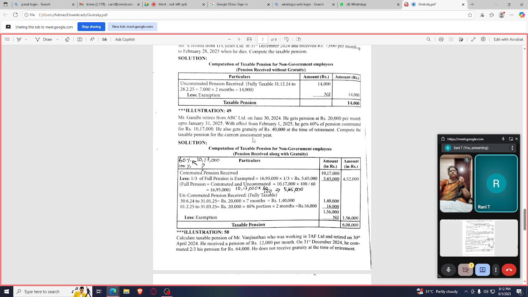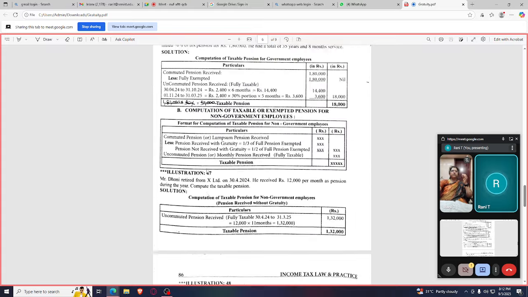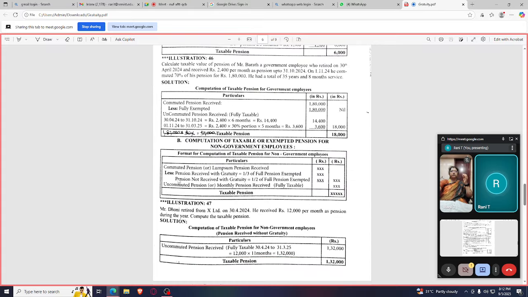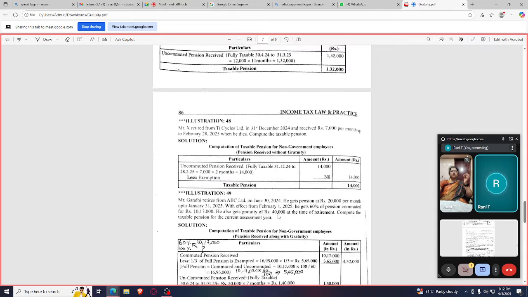So he has received 60 percent as commuted pension, 10,17,000. So you have to find out what it is for 100% then. Once again we are using this format. What is the format for non-government employees? Commuted pension you write in the inner column. If it is pension received with gratuity, 1 by 3 of full pension is exempted. Then minus from the pension received, you will get one amount. So this is what we are going to calculate here.